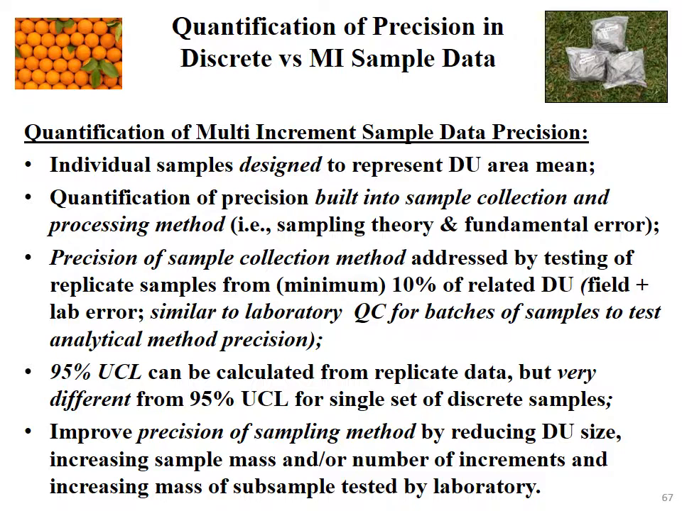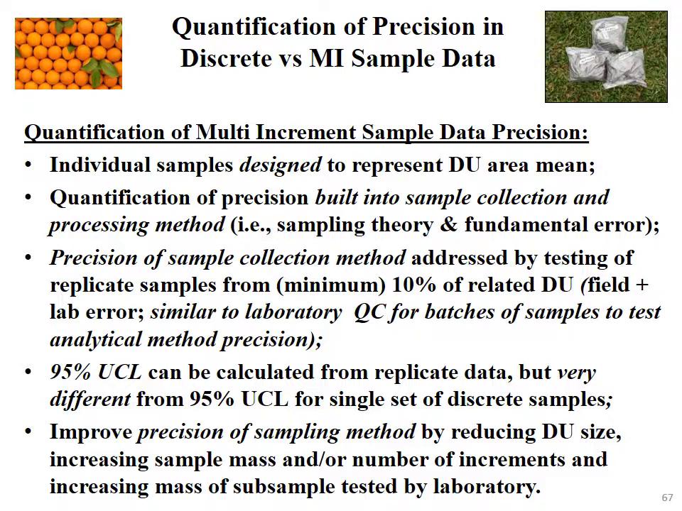Now, you can calculate a 95% UCL for triplicate samples, but this 95% UCL is very different from a 95% UCL that was recommended, even required, for single sets of discrete samples. For discrete samples, the 95% UCL is used to address heterogeneity within a decision unit, between individual points. In MI samples, this heterogeneity is addressed through sampling theory and collecting multi-increment samples of proper mass, properly extracted, properly processed, and all. So that's the difference. Discretes, 95% UCL is used to address heterogeneity between individual points. Multi-increment samples, sampling theory is used to address heterogeneity between individual increment points.